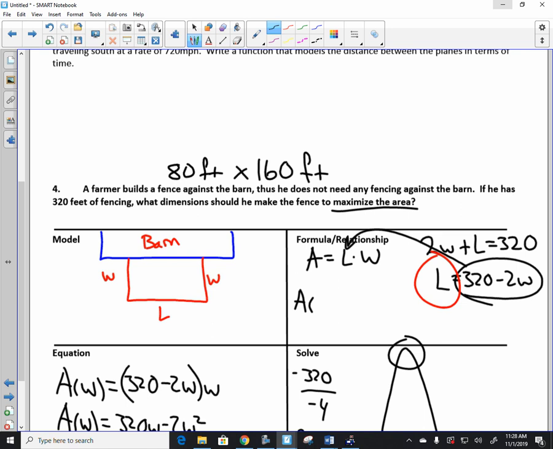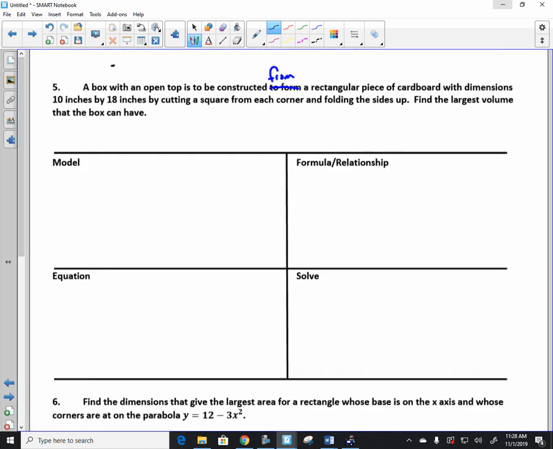On Monday, we'll roll through 3. You've already seen one similar to 5 in a previous time in this class. A box is to be constructed from a rectangular piece of cardboard with dimensions 10 by 18 by cutting a square from each corner, folding up the sides. Do you recognize this problem? Good. That's why I prepared you for it.